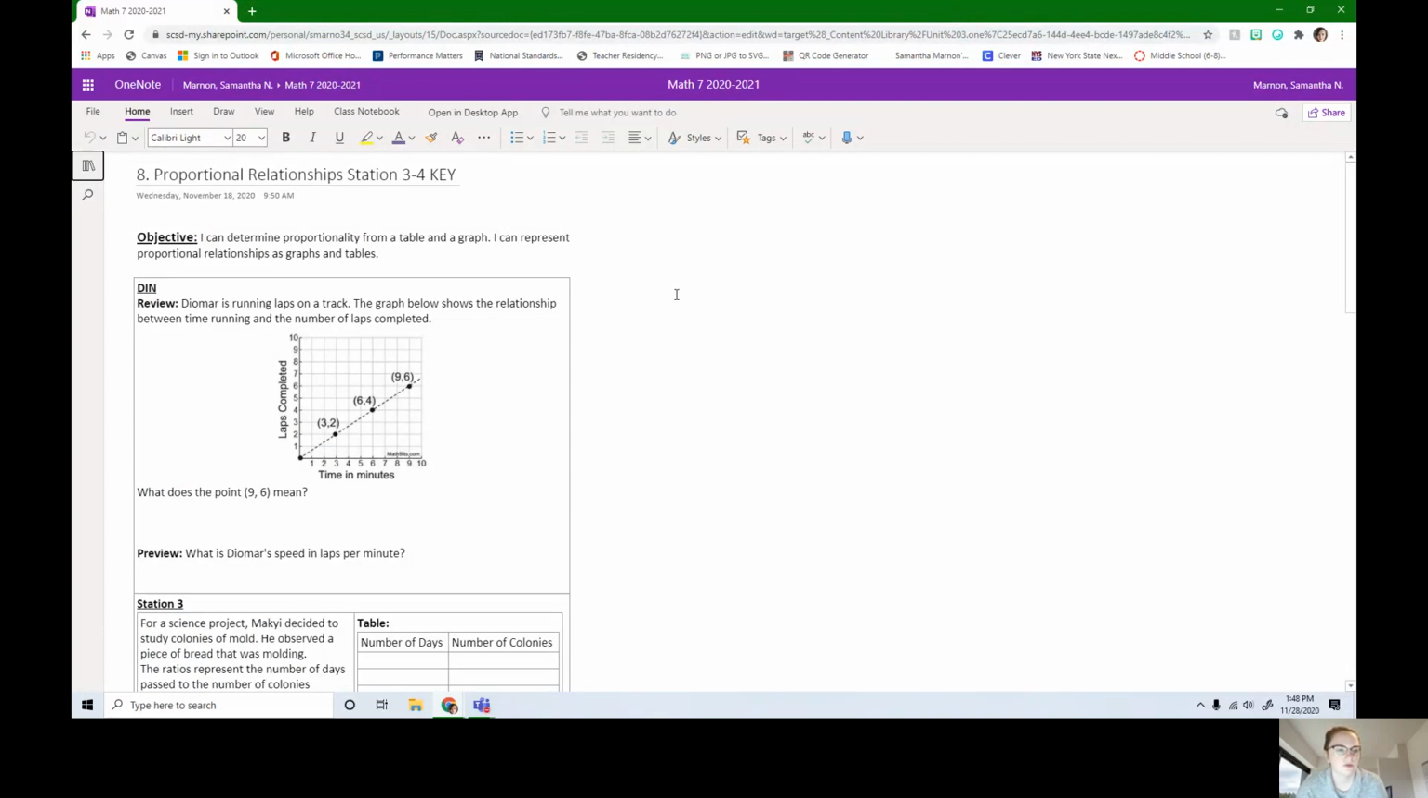Hey everyone, so for this lesson, we're going to do similarly to what we did yesterday. I just want to make sure that I go over the DIN with you guys. So for our review, DMR is running laps on a track. The graph below represents the relationship between time running and the number of laps completed.